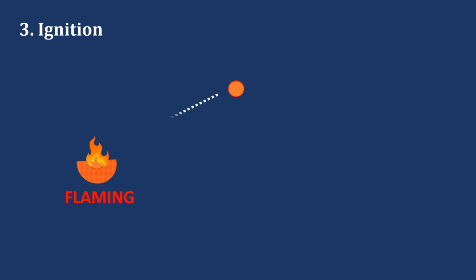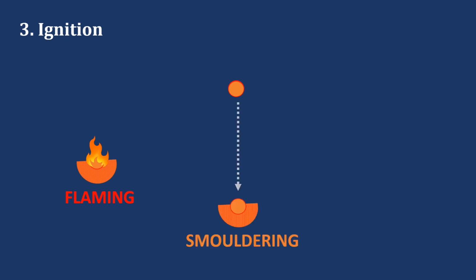When the ember lands on target fuel, different ignition scenarios may occur. The ember may ignite the target fuel with flaming combustion. It could also ignite it with glowing or smoldering combustion without any flames. In this case, the combustion can transition to flaming after some time. It's also possible that the ember doesn't ignite the fuel it lands on.